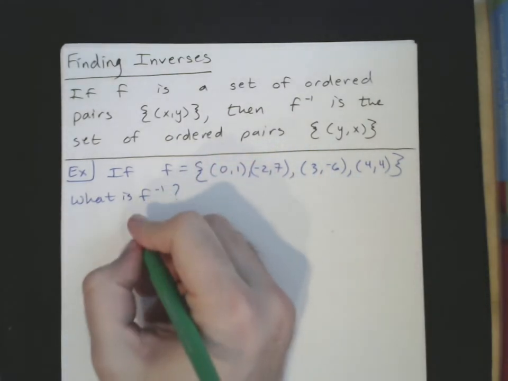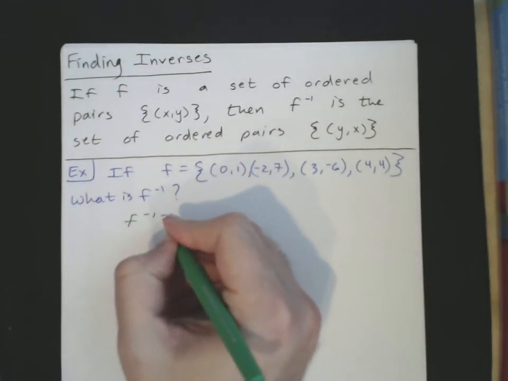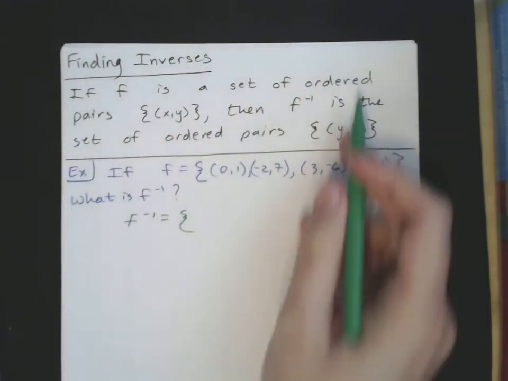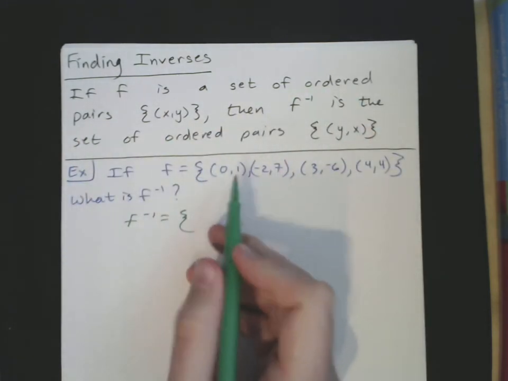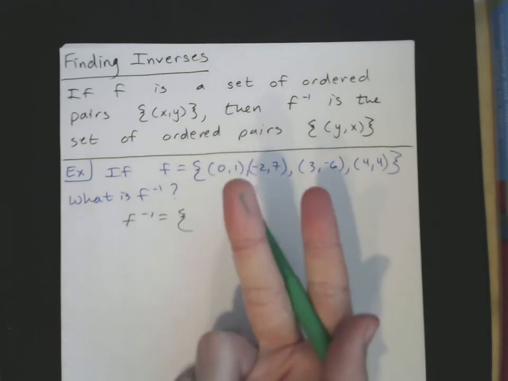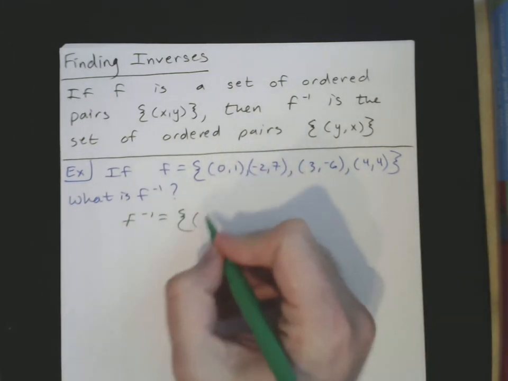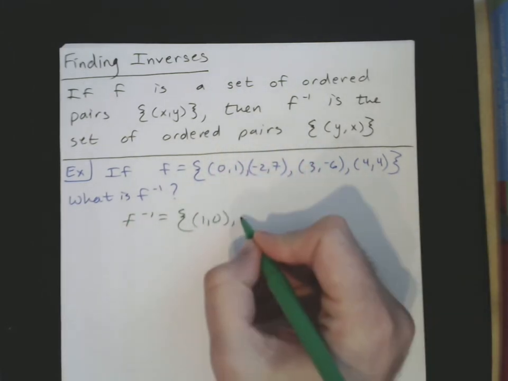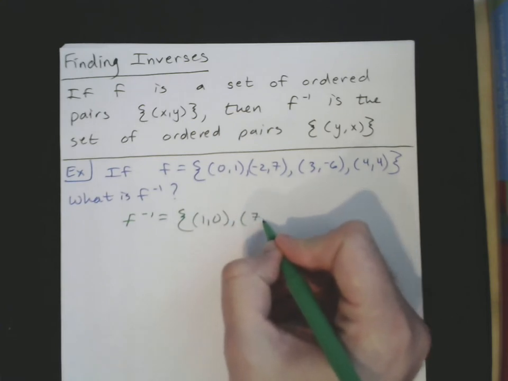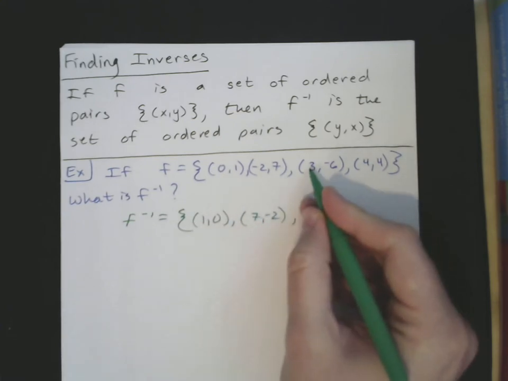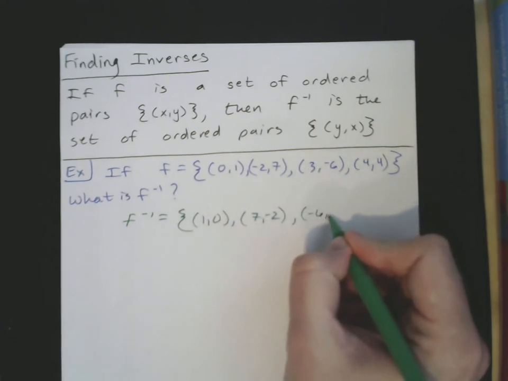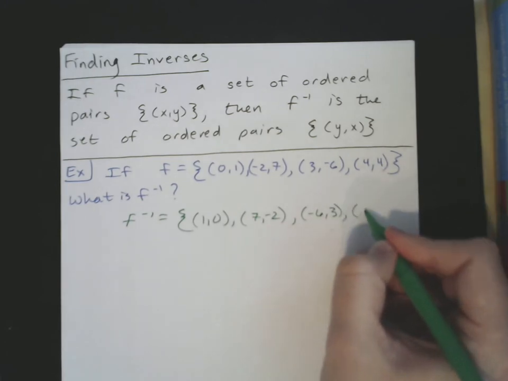Well, f inverse, as our little statement up here says, we just switch all of the x's and y's and flip them. So instead of (0, 1), we have (1, 0). Instead of (-2, 7), we have (7, -2). Instead of (3, -6), we have (-6, 3). And instead of (4, 4), we have (4, 4).